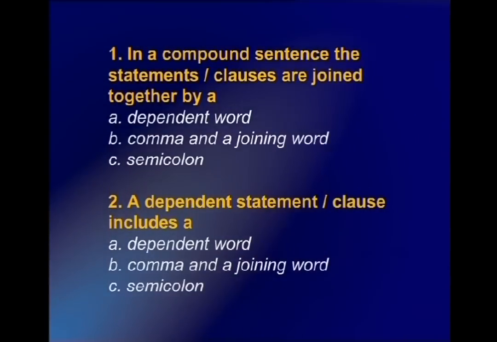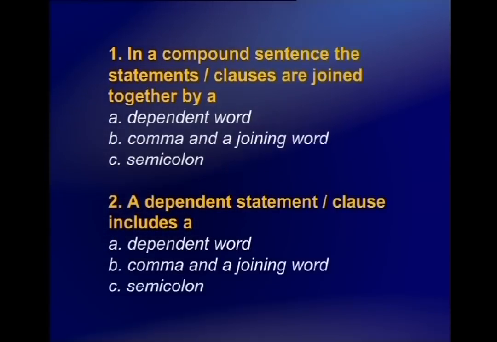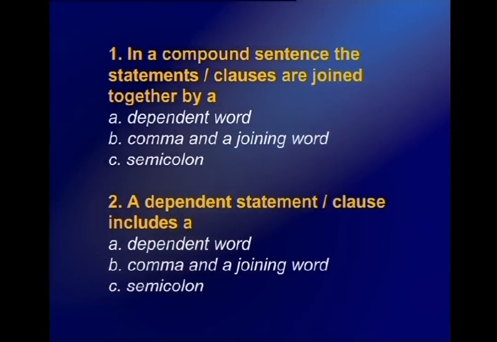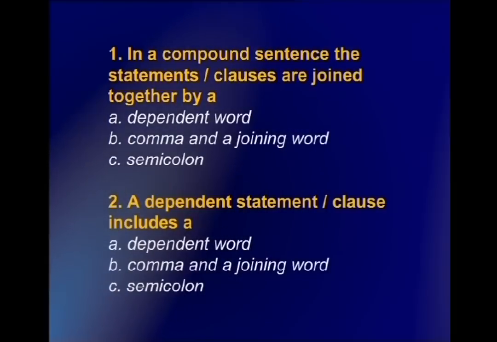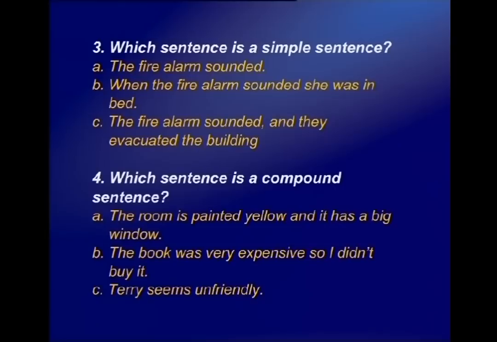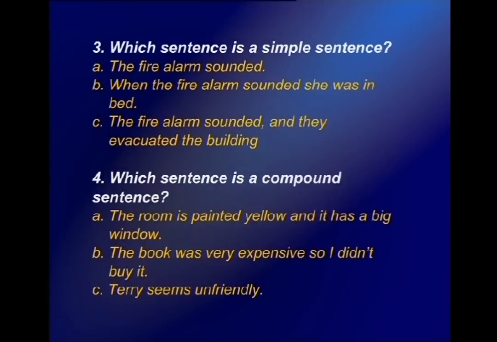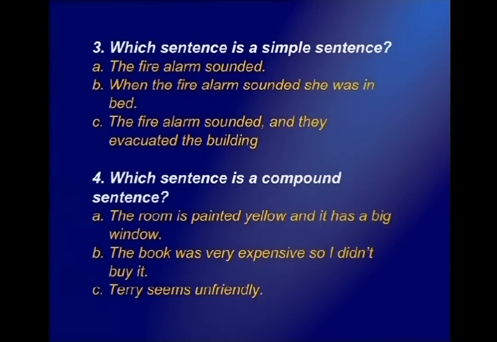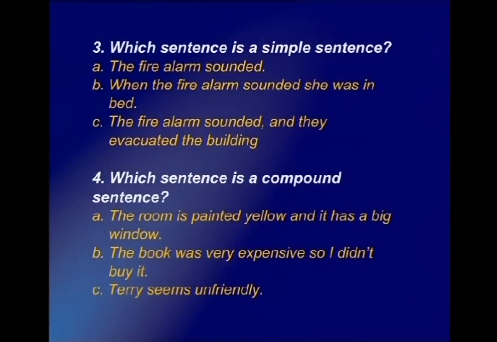Number two, a dependent statement or clause includes, with three choices: A, a dependent word, B, comma and a joining word, C, semicolon. The correct answer would be a dependent statement includes a dependent word. The choice A is correct. Number three, which sentence out of the three given to you is a simple sentence? A, the fire alarm sounded. B, when the fire alarm sounded, she was in bed. C, the fire alarm sounded and they evacuated the building. You have to choose the simple sentence. And over there, A is the simple sentence.